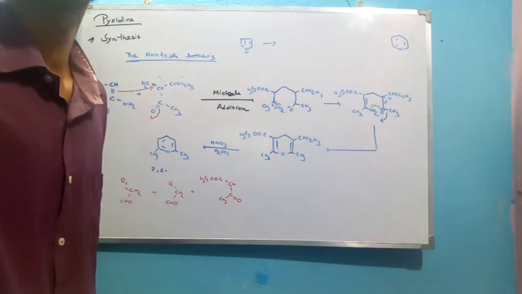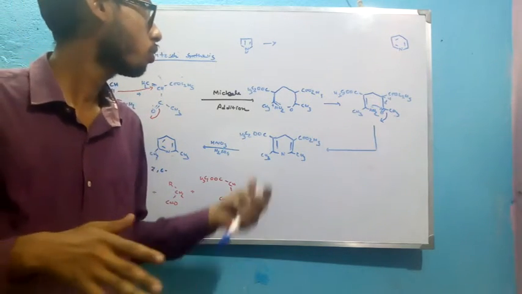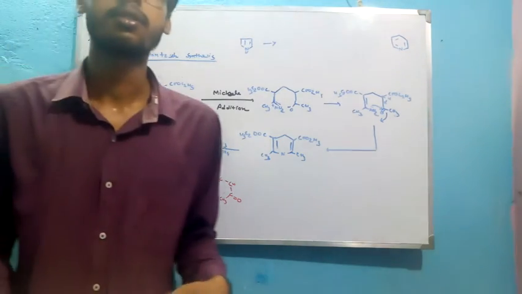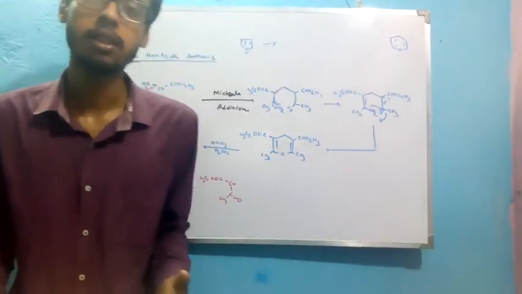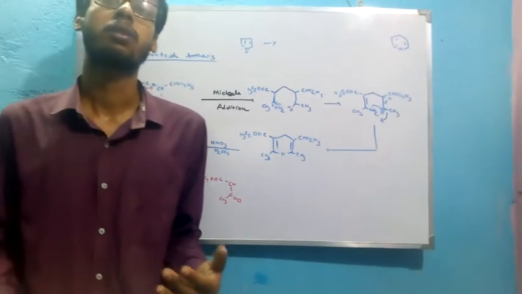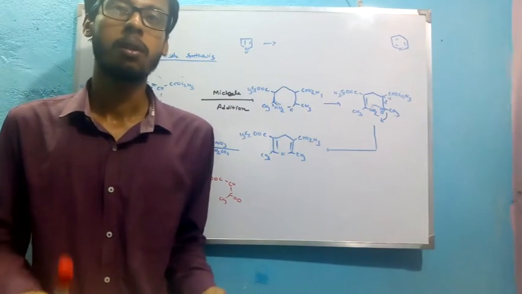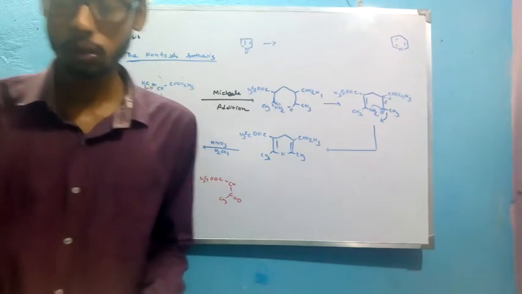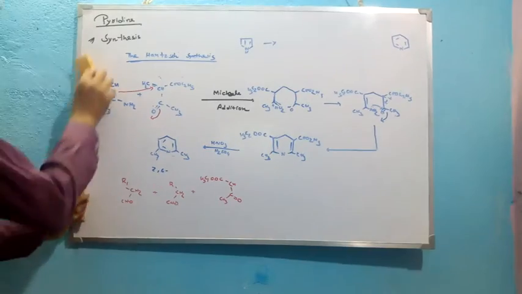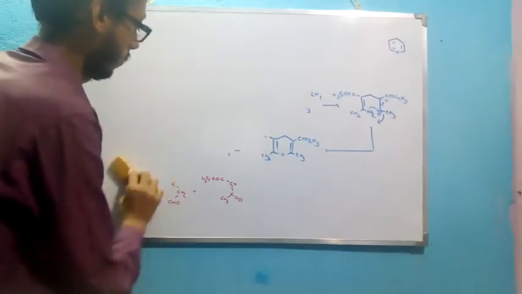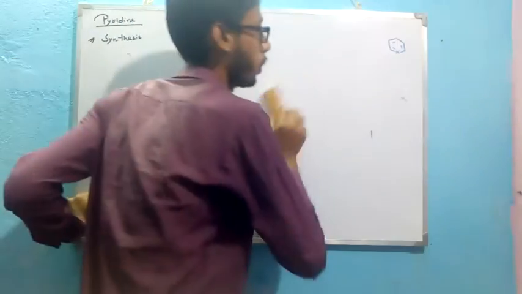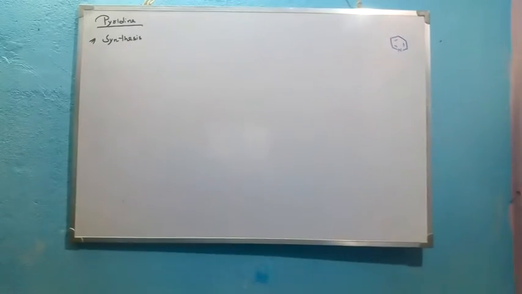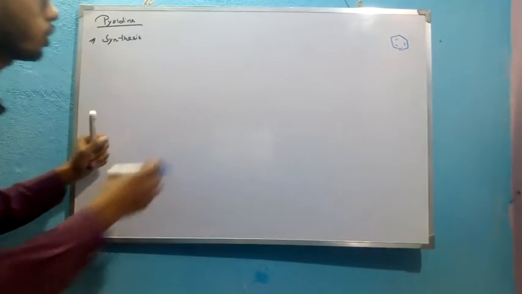So you can say, also from acetylene, 2 molecules of acetylene in the presence of cyanide also yield the pyridine molecule. Now going to the chemical reactions of that compound. Before going to the chemical reactions, draw the structure of the pyridine.